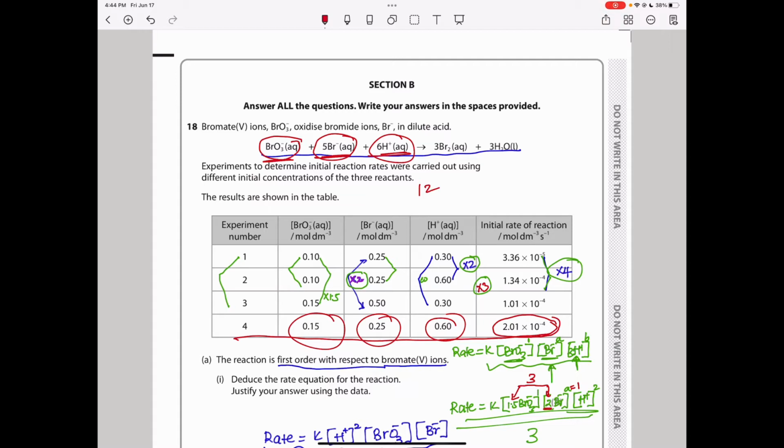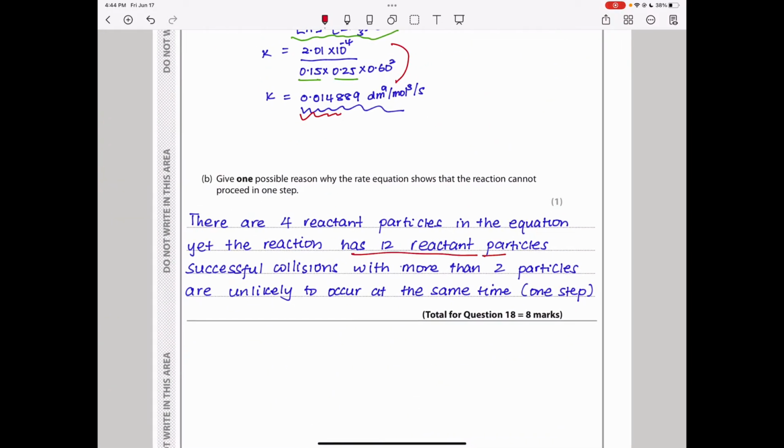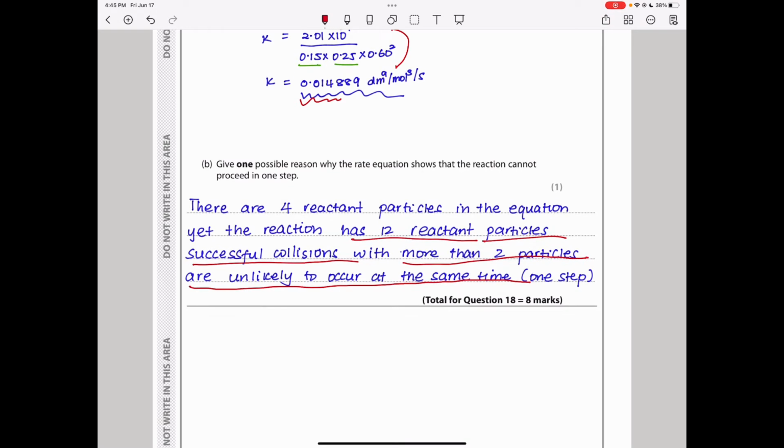12 reactant particles are being combined, and it is going to be harder for 12 different particles to all collide in one step and give you a product. So maybe two reactants can collide in one step, but 12 different reactant species colliding successfully within one step is going to be really hard. So any reaction involving more than 2 particles is unlikely to occur in one step. So that is why this is not possible to occur in one step.